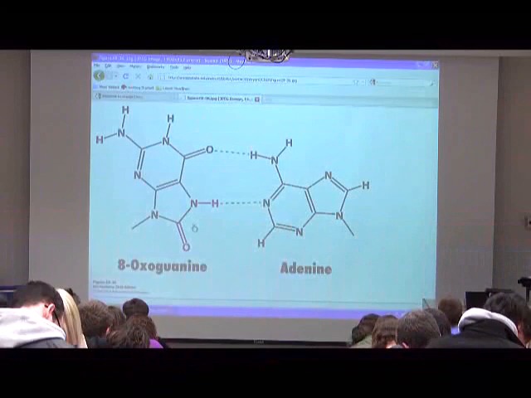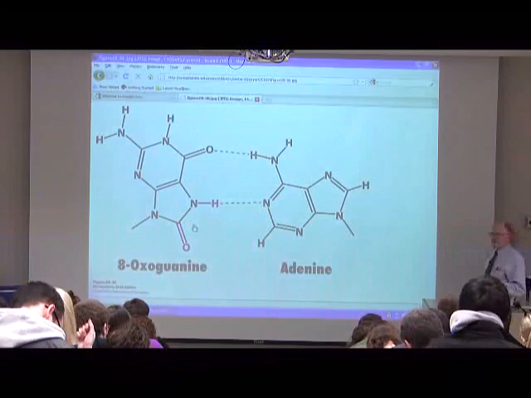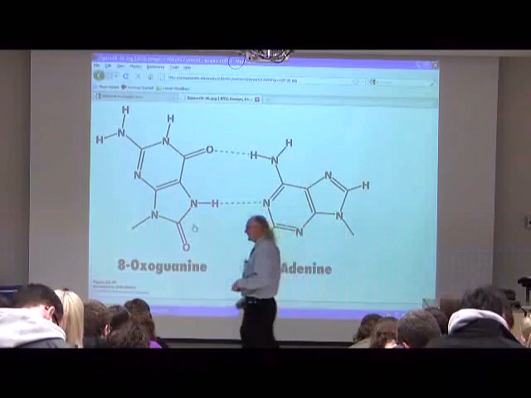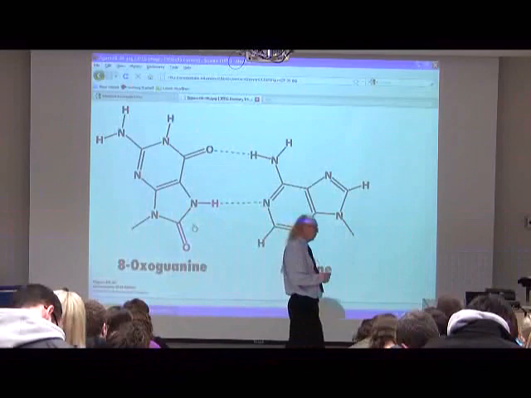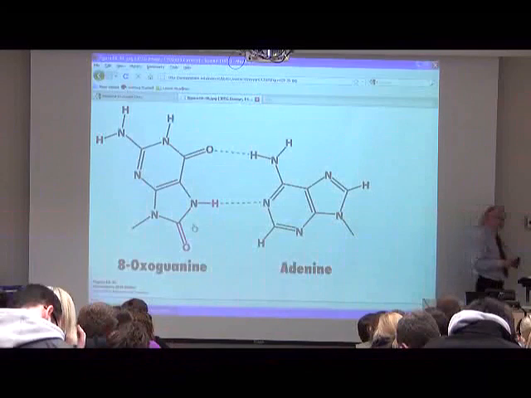And it has nothing to do with making an error. It has to do with the chemistry of 8-oxyl-guanine. So reactive oxygen species are leading directly to mutation. The more mutation, the more likely you're going to activate a cancer gene that you don't want to have activated, or inactivate a cancer gene that you need to have activated, and you're going to develop a tumor.